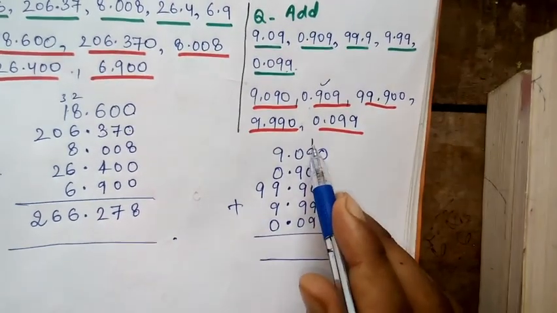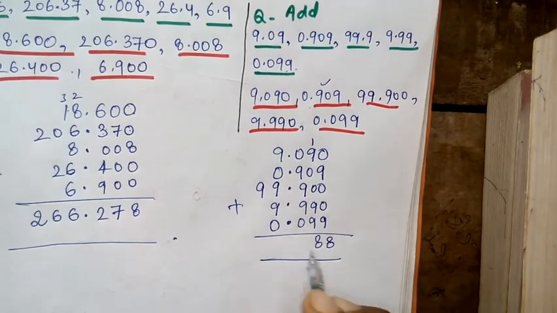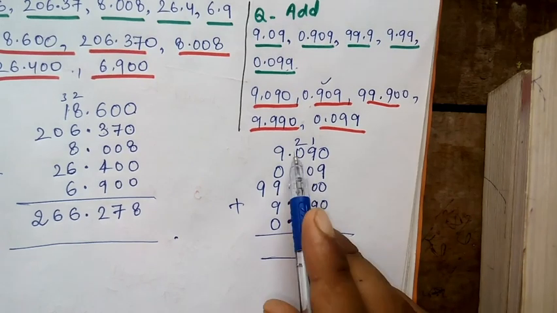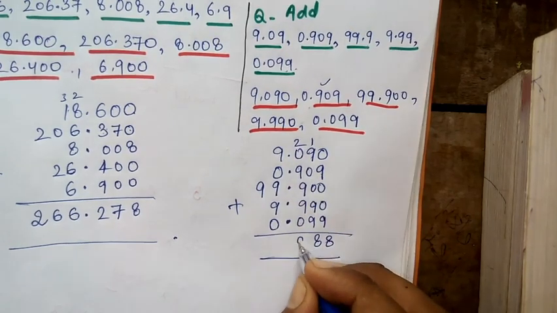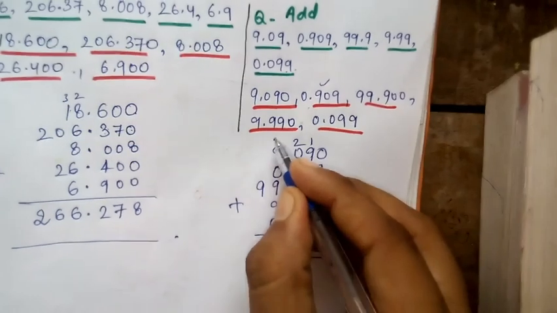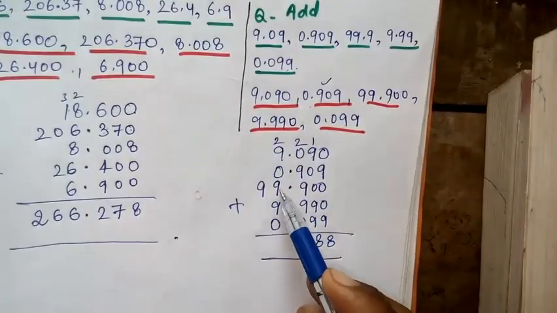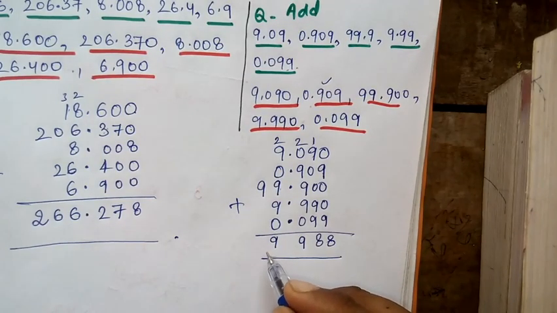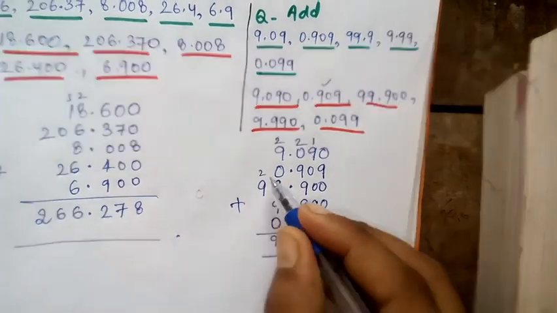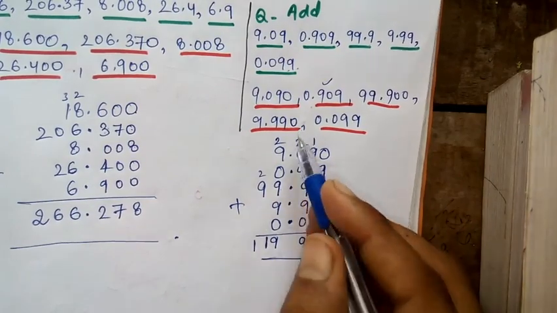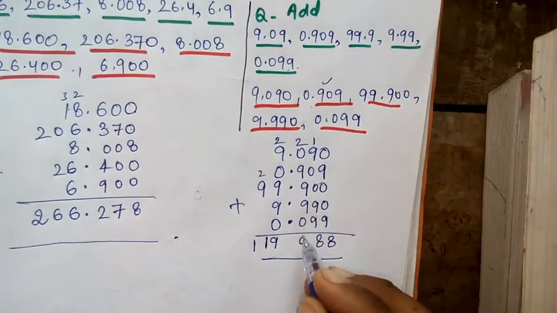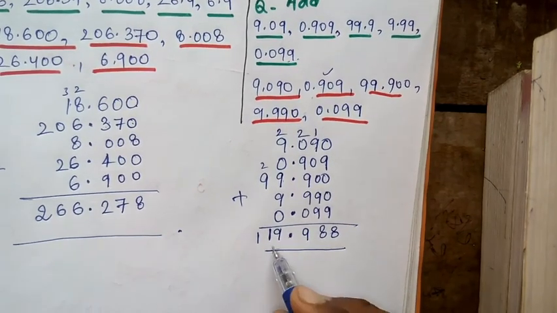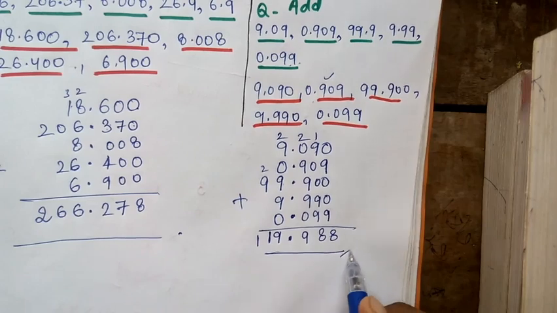When we add this, here we will get 9 plus 9, 18, carry 1, 9 plus 9 plus 9, 27, plus 1, 28, carry 2, 9 plus 9 plus 9, 27, carry 2, 29, 9 plus 9 plus 9, 27 and 2, 29, carry 2, and 9 to 11. We will put the decimal point directly under the decimal point, that is here. So the sum is 119.988.